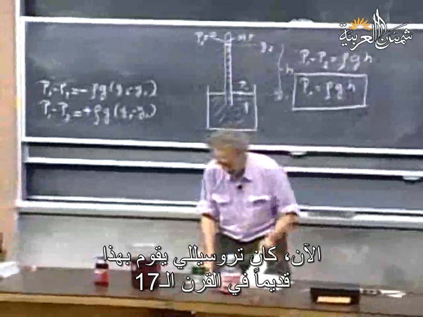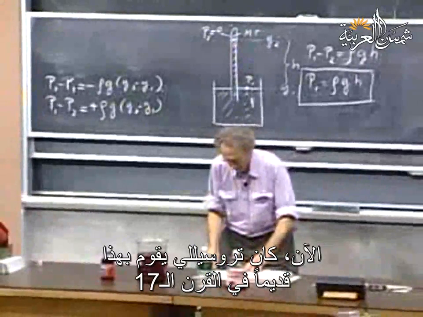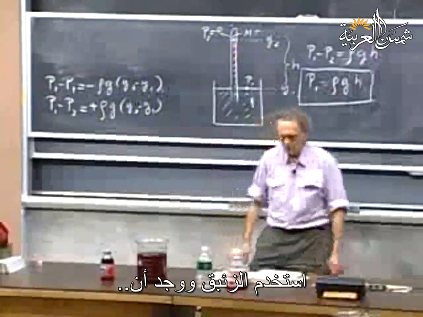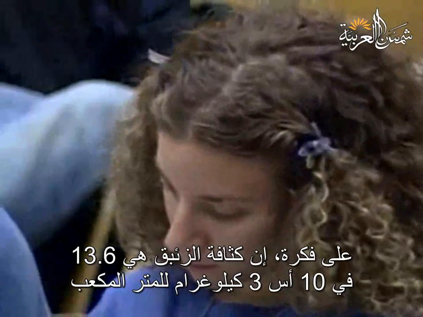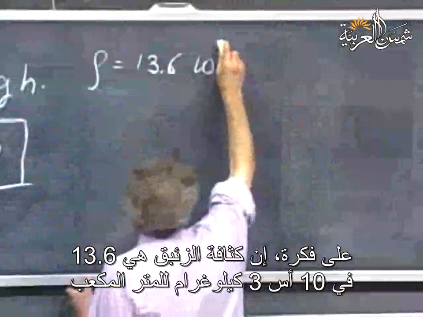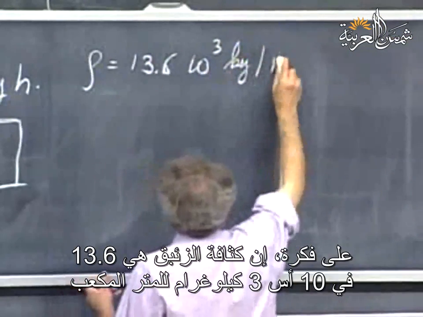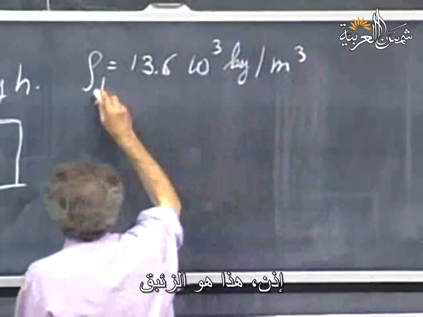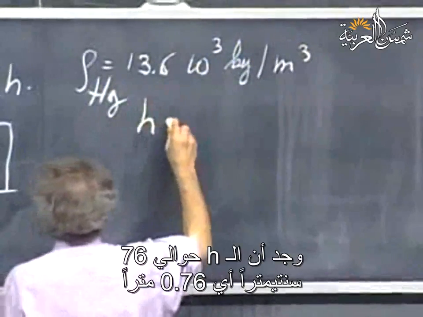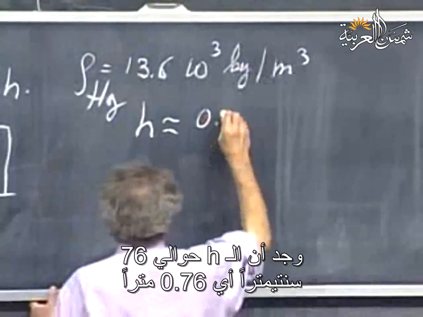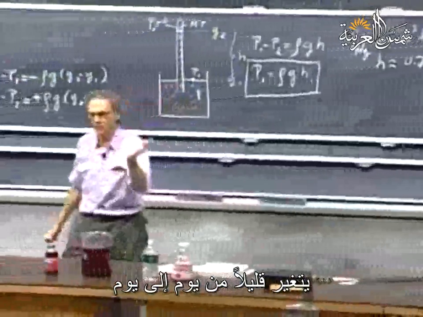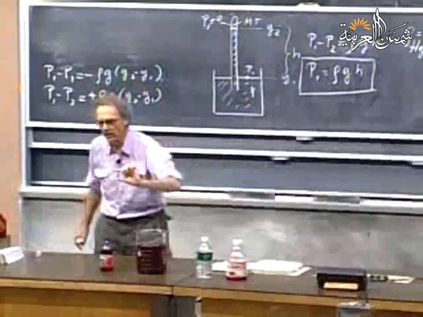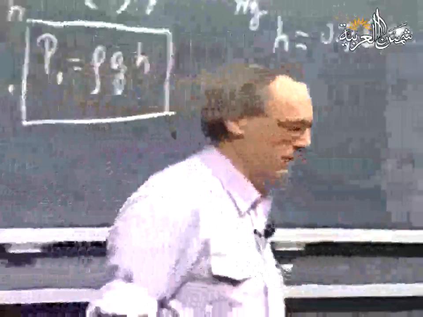Now this was done in the early days, in the 17th century, by Torricelli. He used mercury, and he found that mercury, by the way, has a density of 13.6 times 10 to the third kilograms per cubic meter. So this is mercury. And he found that H is about 76 centimeters, 0.76 meters. This is a fact. It changes a little bit from day to day. It could change by a few centimeters, a little down, a little up.